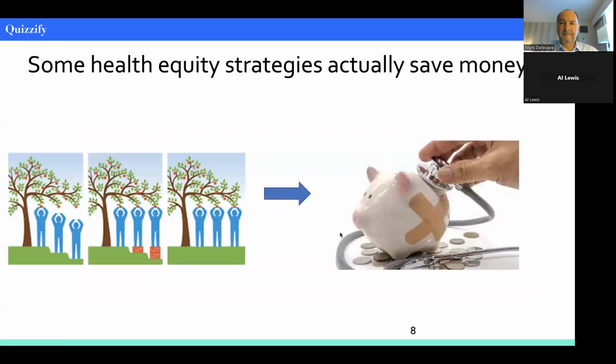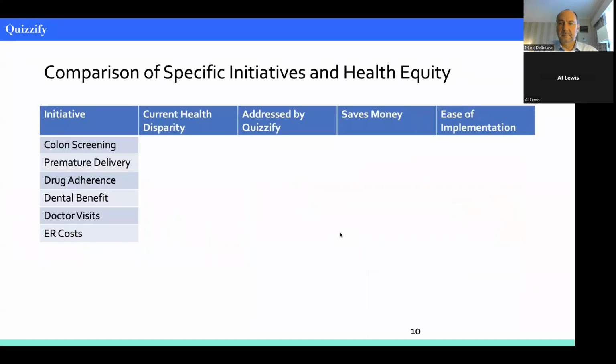So we're not experts on health literacy. What we are, I'm sorry, we are experts on health literacy. We're not experts on health equity, but we are experts on the intersection of health equity and health literacy and saving money. And that's what we're going to show you today, is how some strategies in health that are designed for health equity can actually save you money.